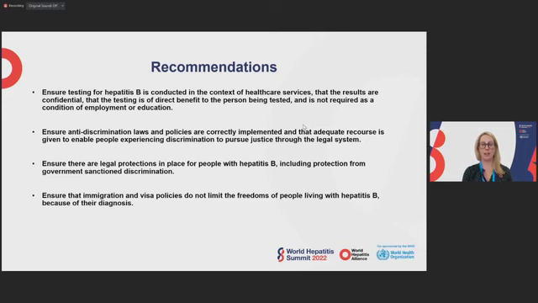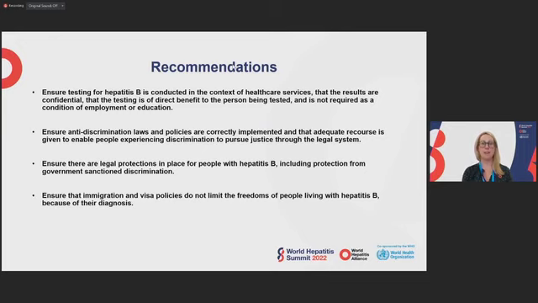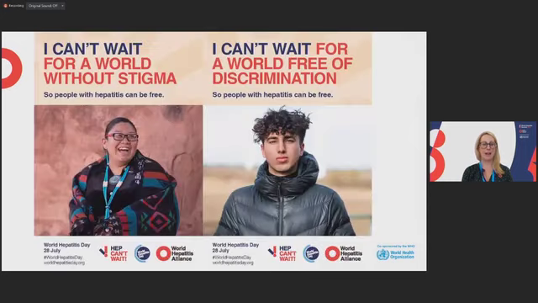And then I do have just a few others. So ensure testing for hepatitis B is confidential and is conducted for the benefit of the person being tested, not as a condition of employment or education. Ensure anti-discrimination laws are implemented, that there are legal protections in place for people with hepatitis B, and that immigration and visa policies do not limit the freedoms of people living with hepatitis. And I think these were specific to hepatitis B, but a large number of them are also very, very relevant to hepatitis C. So the Alliance will build on this work to date in our future programs.